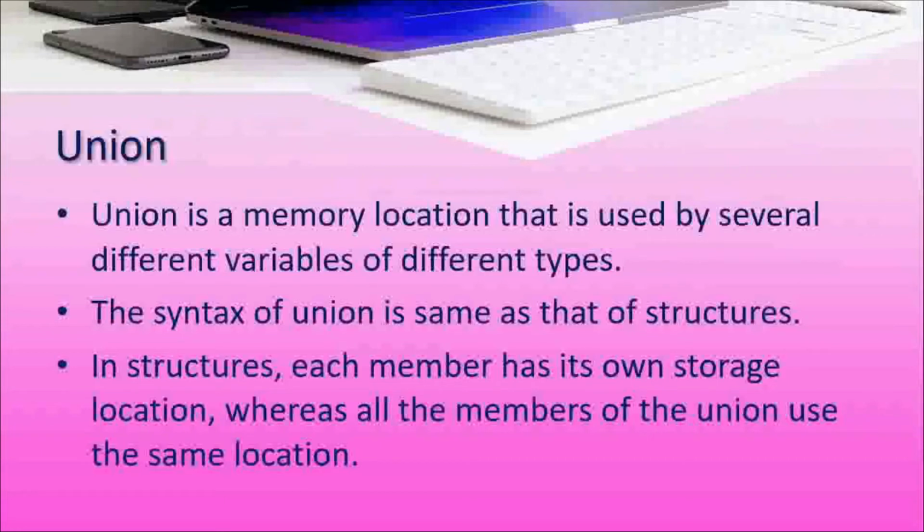But the difference lies in the way in which the memory is allocated to different members in a structure as well as in a union. So that is the basic difference between a union and a structure. In the case of union, the same memory location is being used by all the members within that particular union, but in the case of structures, for each member a separate memory location is allocated, or each member has its own memory location.